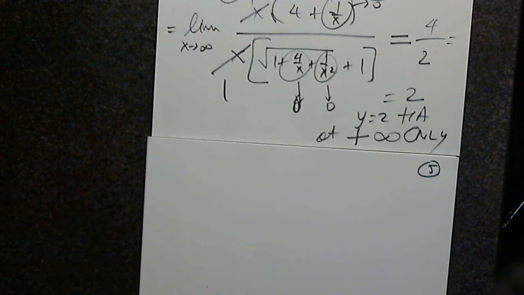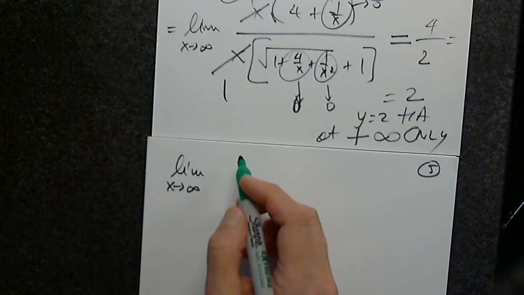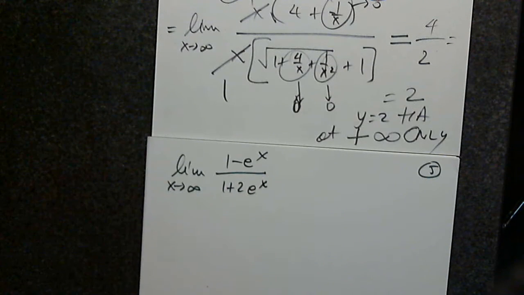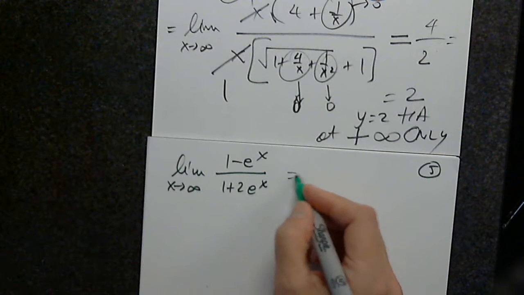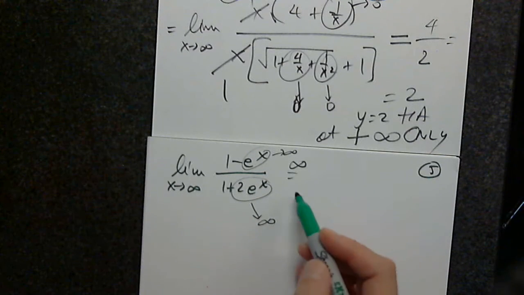Good. Do we need to look at part B? Okay, let's look at part B. So limit, bless you, as x approaches infinity of 1 minus e to the x over 1 plus 2 e to the x. Like before, we have to identify what it is. And what is it? Well, it's infinity over infinity for sure. This goes to infinity. This one goes to infinity. So it's infinity over infinity.